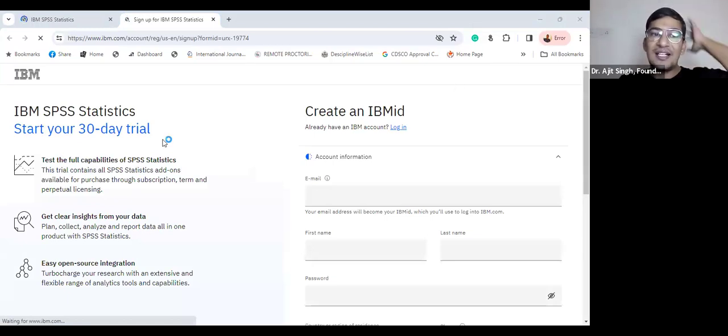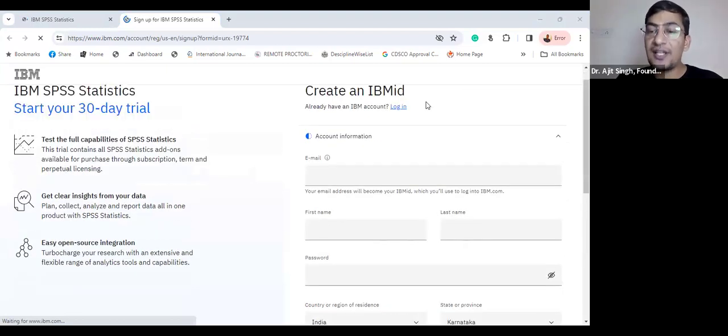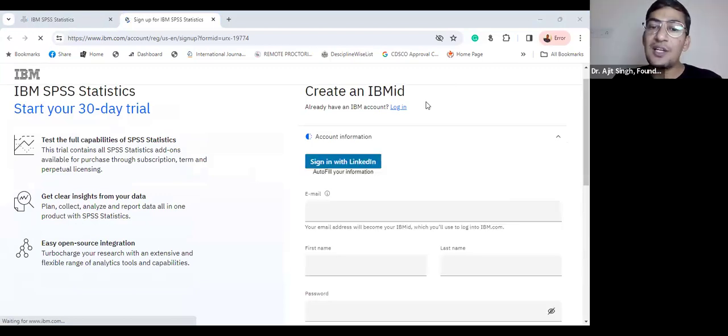Now you will see that it asks you to create an IBM ID. Okay, guys, one more thing. If you have created an IBM ID before with any email ID, that will not work right now. You have to create it with a new login ID, a new email ID, and one email ID will work only once for the 30 days trial in a year. Once in a year, right?